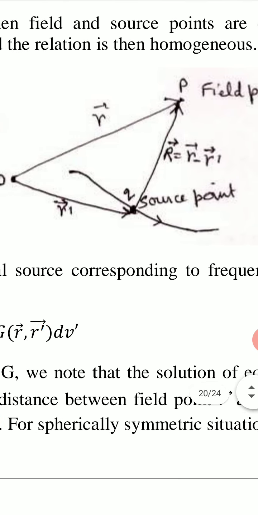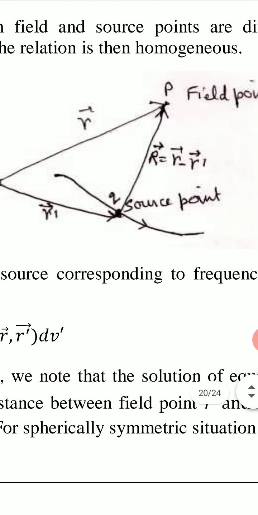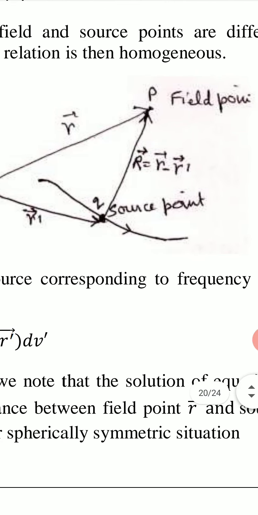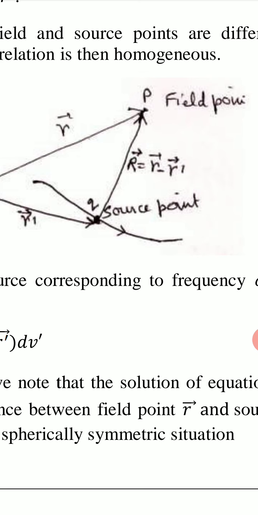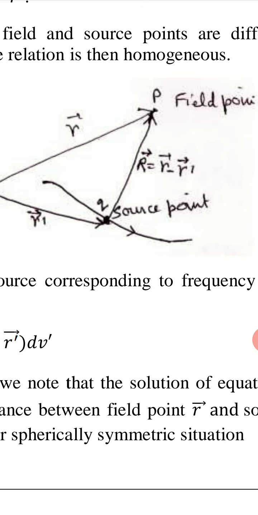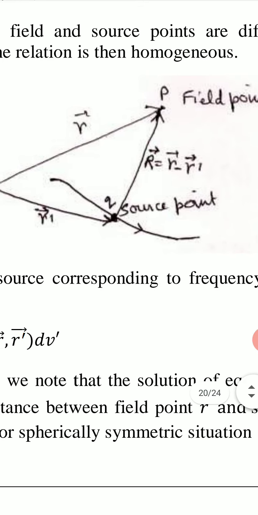So the source point is the point where charge q is situated, and the field point is the point where we want to measure the fields produced by this charge. This accelerated charged particle will produce electric and magnetic fields.